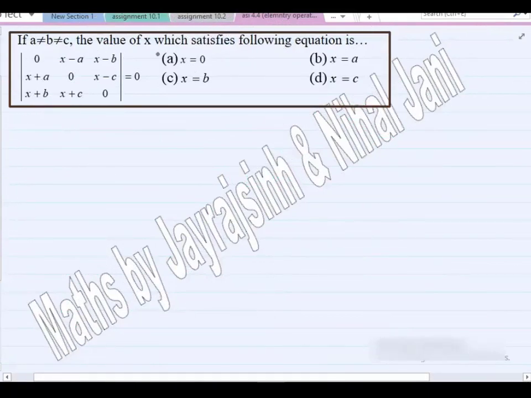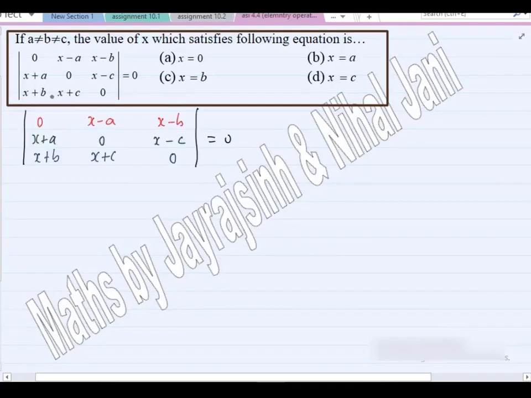In this question, you have to find the value of x which satisfies our determinant equation, where a is not equal to b is not equal to c. So first of all, let's write down our determinant equation, and here further simplification is not possible. So let's expand with respect to the first row.